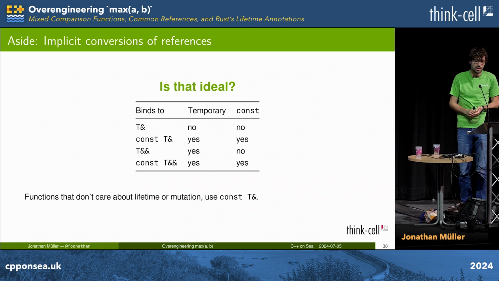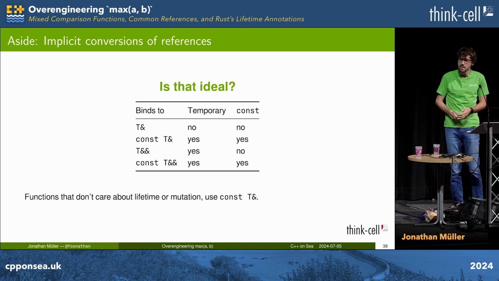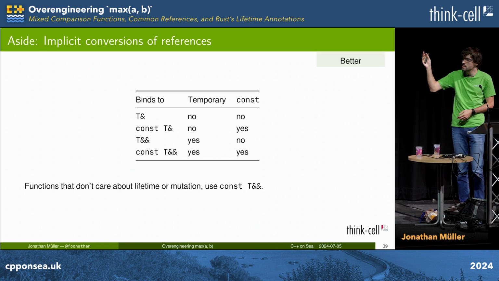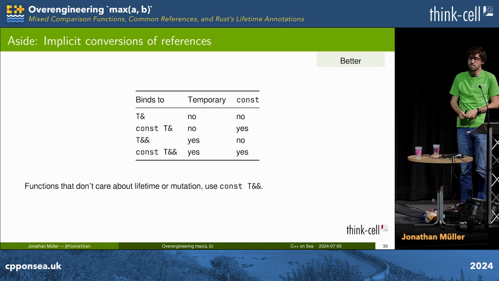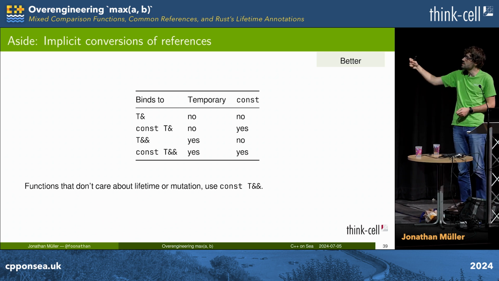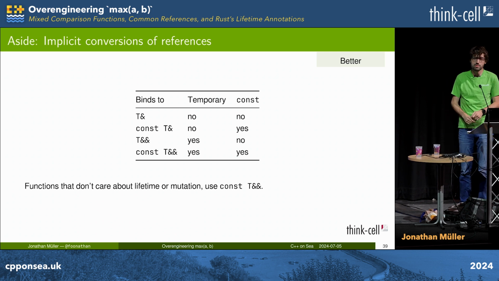But if we had a time machine, would we still make this choice? And I'd argue we wouldn't. So let's take a time machine, go back, and design this table. So now a const tref does not bind to a temporary. And the universal receiver becomes a const tref. So if you write a function that doesn't care about lifetime augmentation, you use a const tref.